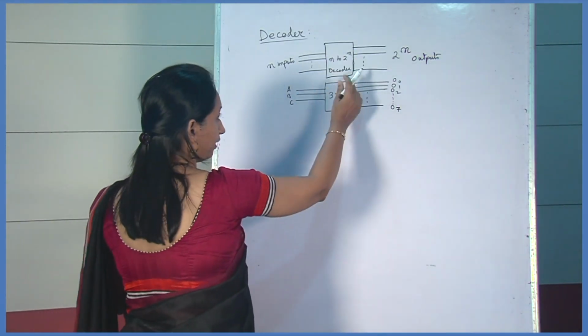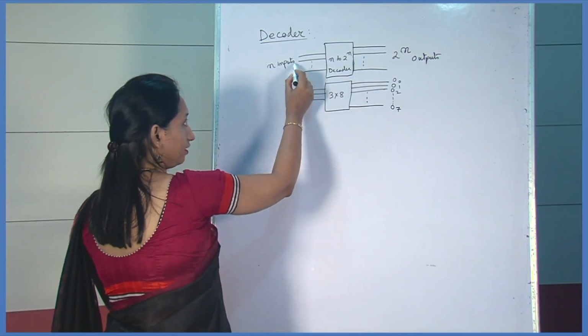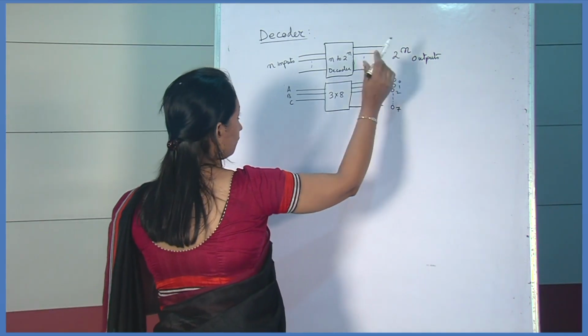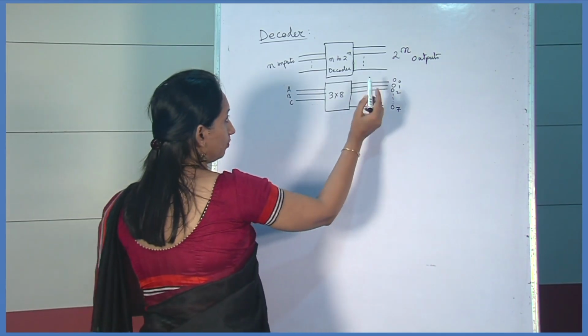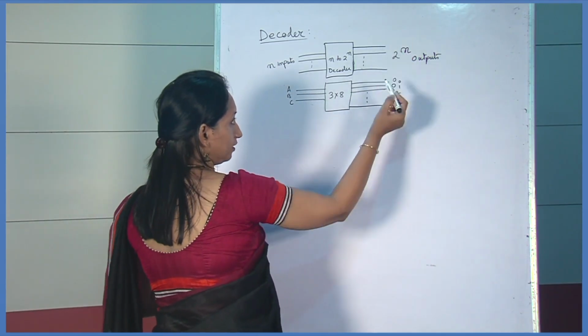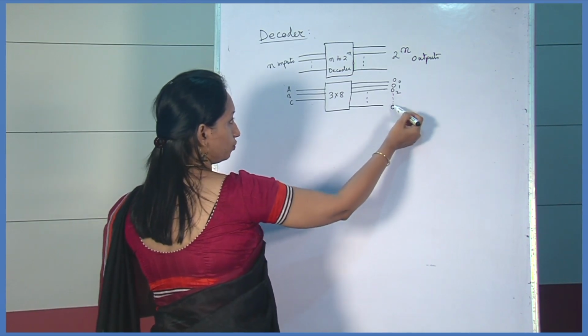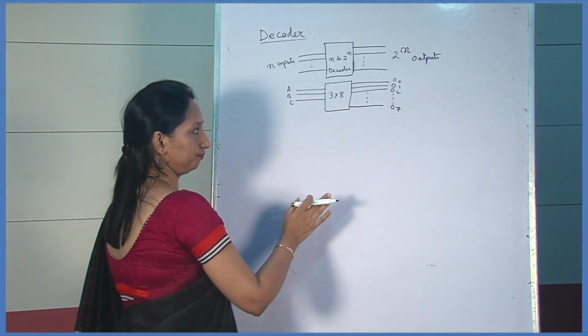Now we see the block diagram, truth table and logic circuit of the decoder. This is the block diagram of an n to 2 to the power n decoder. Here n is the number of inputs, and it decodes to 2 to the power n outputs. If n is 3, that means 3 inputs, then the outputs will be 2 to the power 3, equal to 8. So there are 8 outputs, marked as O0, O1 to O7. So it is a 3 into 8 decoder.